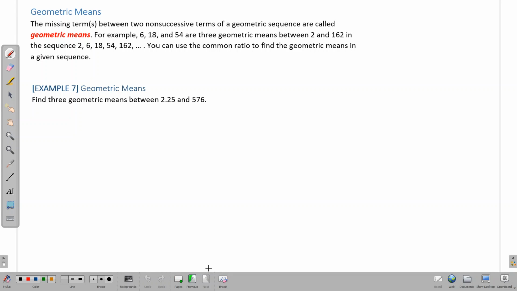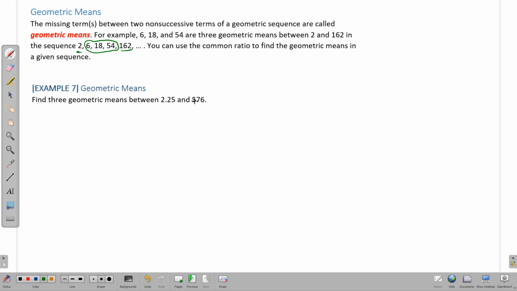Okay, last topic is geometric means. And this is going to work the same way that it did for arithmetic means. The geometric means are just the terms between two other terms in a given sequence. So right here I have an example of a geometric sequence. And suppose you were given the number 2, you're given the number 162, and they say find 3 geometric means between them. These would be the 3 geometric means, just the terms in the sequence between the 2 given ones.